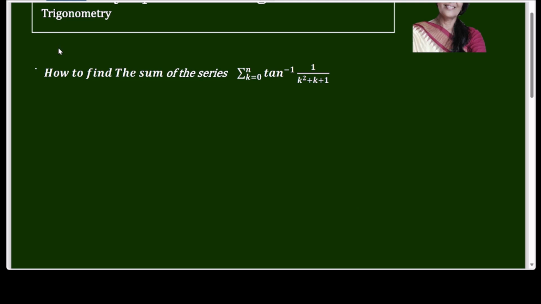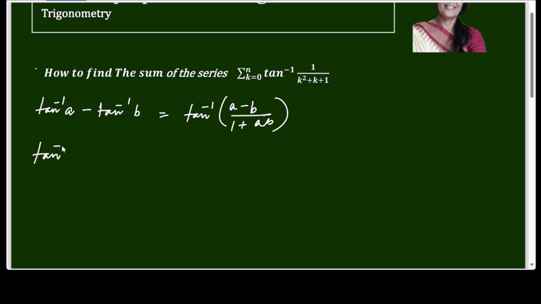From the inverse trigonometric function, or arctangent, we know that tan inverse A minus tan inverse B equals tan inverse of (A minus B) over (1 plus AB).